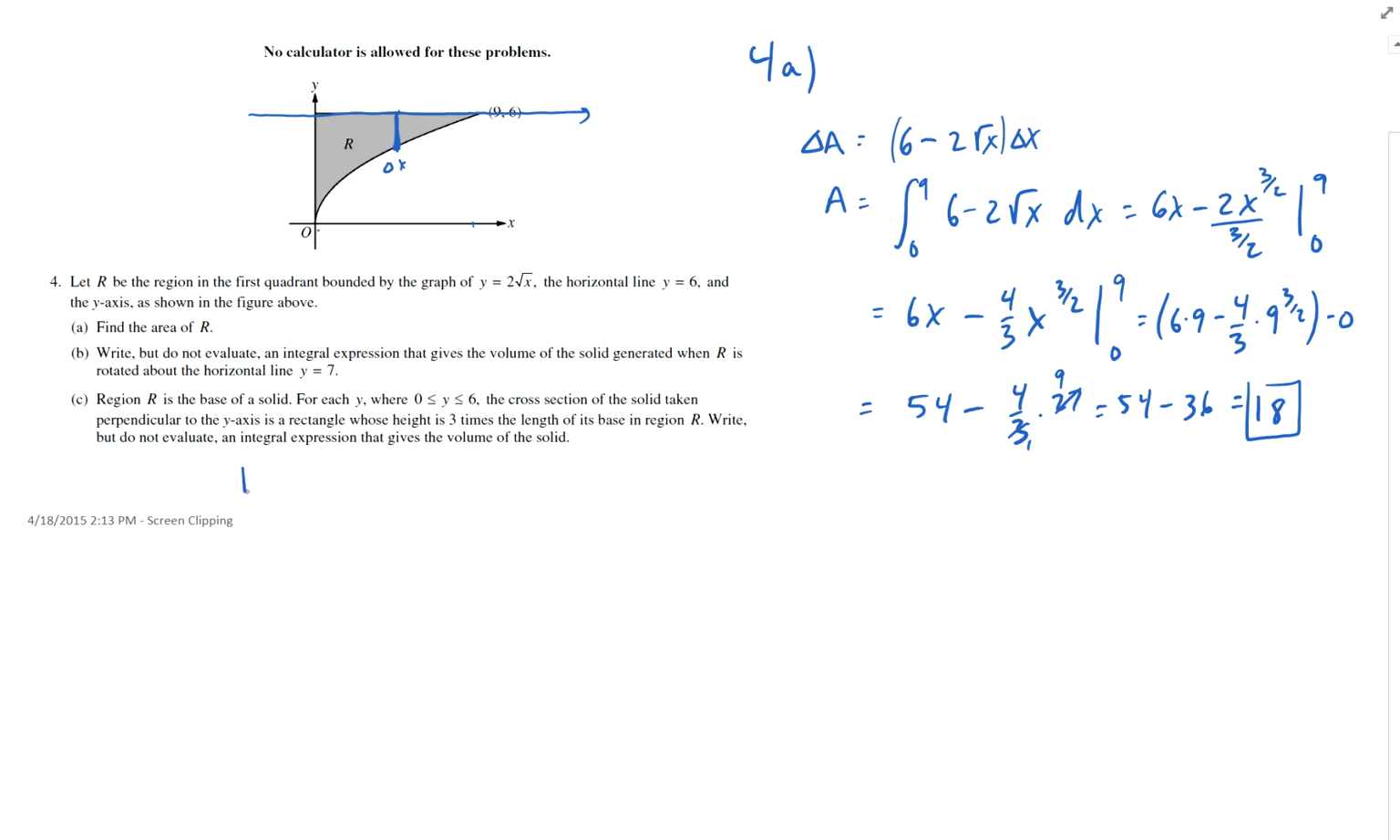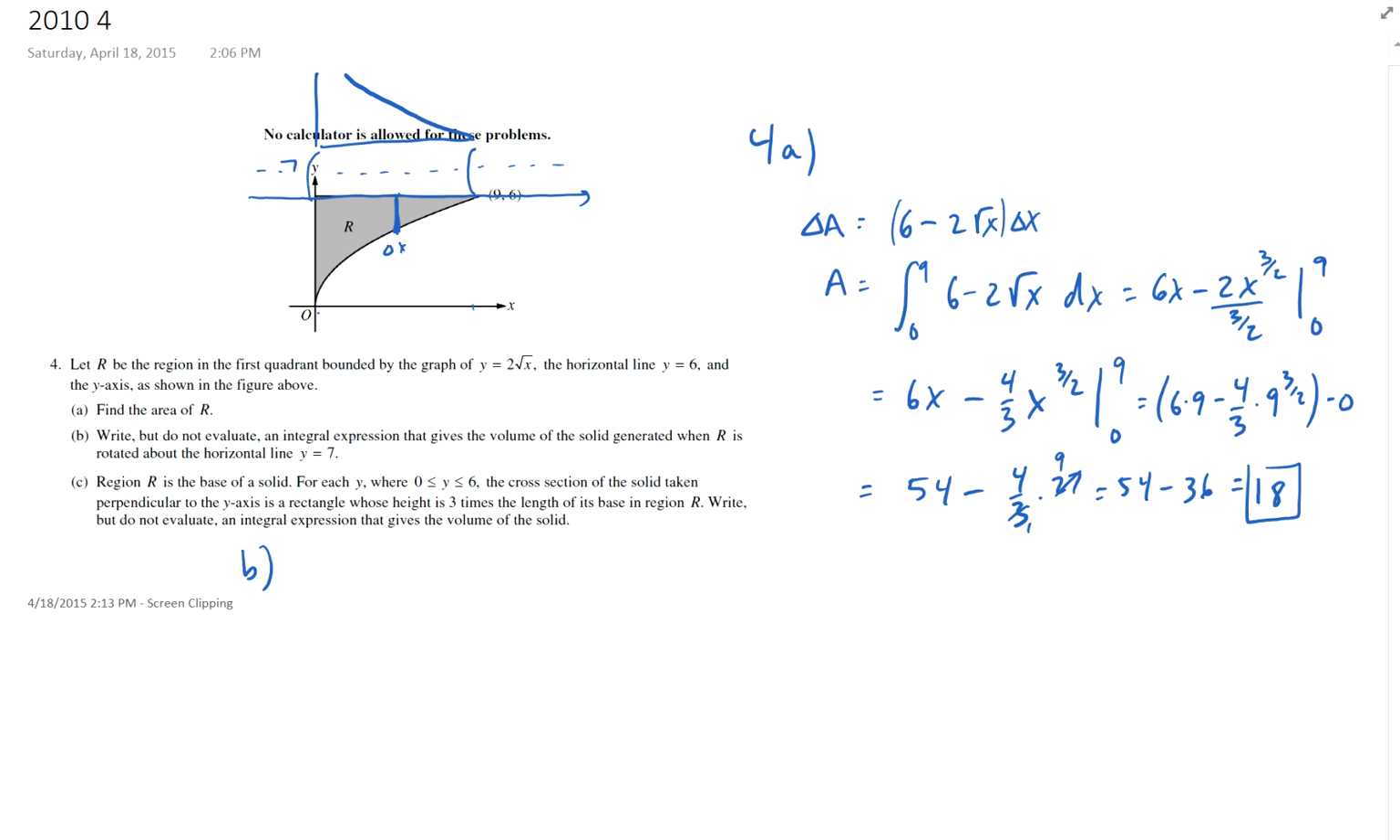There's A. B. Write but do not evaluate an integral expression that gives the volume of the solid when R is rotated about the horizontal line y equals 7. So here's y equals 7, and it's going to rotate like that and look something like this. I'm probably off the screen here. There we go. Let's do it like this. And so this end's going to look like this. So you can kind of see what we're looking at here.